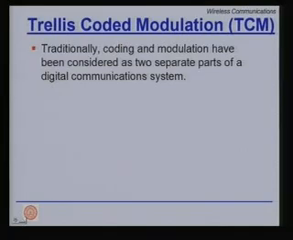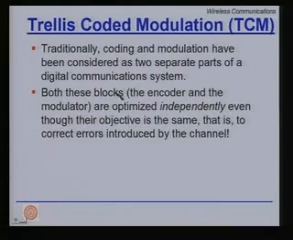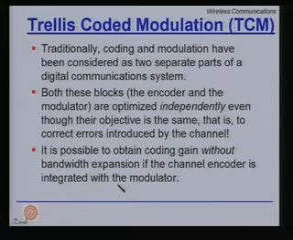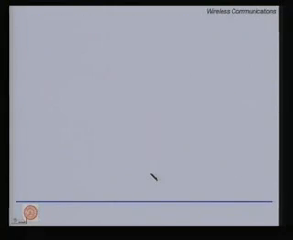So, traditionally coding and modulation have been considered as two separate blocks. Both these blocks, the encoder and the modulator, are optimized independently, even though their objective is the same, that is to correct errors introduced by the channel. Of course, modulation also has another purpose, to send the message across, but to do so without errors. It is possible to obtain coding gain without bandwidth expansion if the channel encoder is integrated with the modulator and optimized together.